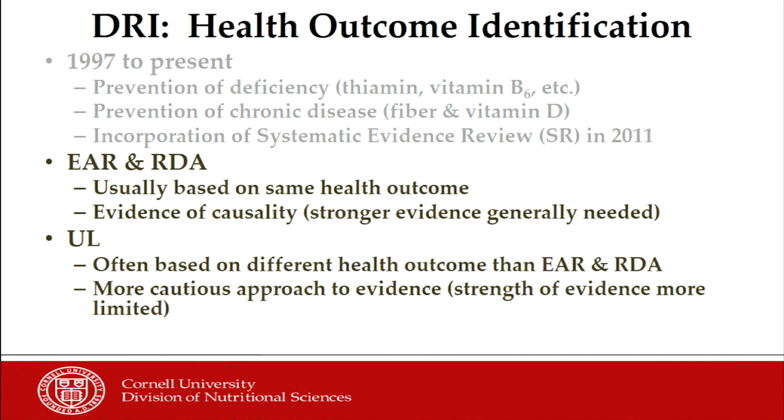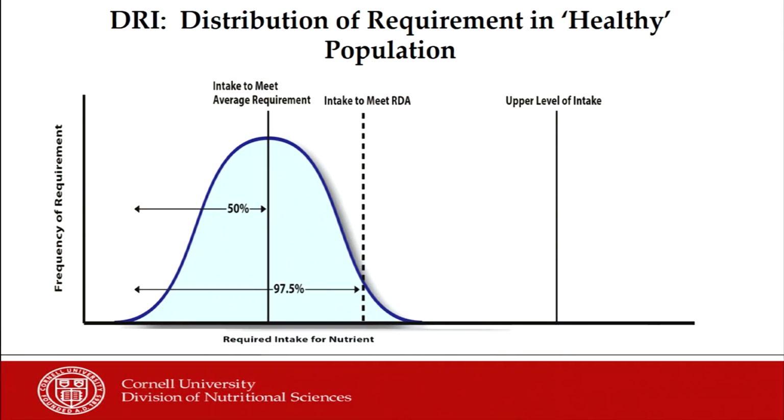The upper level, however, is often based on a different health outcome than the estimated average requirement and the RDA, and a more cautious approach is taken in looking at the evidence. The strength of the evidence is sometimes less because causality is difficult to establish. I don't know about your IRBs, but the ones that I'm familiar with seldom view favorably a randomized clinical trial in which you're going to recruit people to study toxicity. And so that just doesn't happen. And that's recognized. So we're left with this distribution of requirement in a generally healthy population.